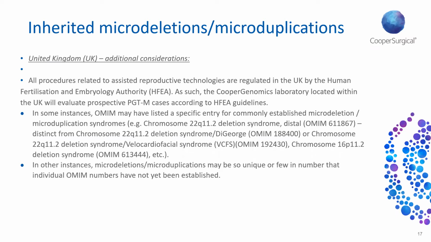So some of these microdels and dupes, as I alluded to on the previous slide, could actually be well characterized, well known, and maybe not that uncommon in the population. Some examples would be chromosome 22q11.2. I'm sure everyone's heard of this deletion syndrome. This is one of the more common ones that has cardiac implications.